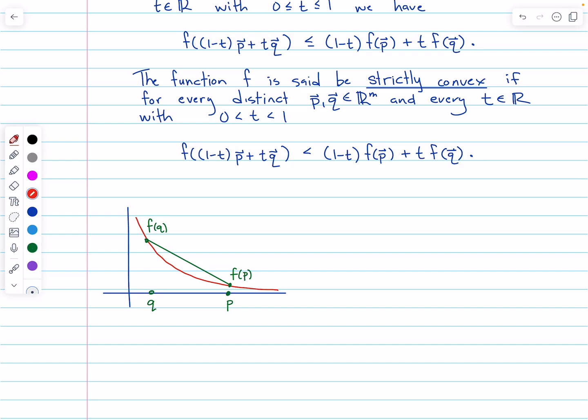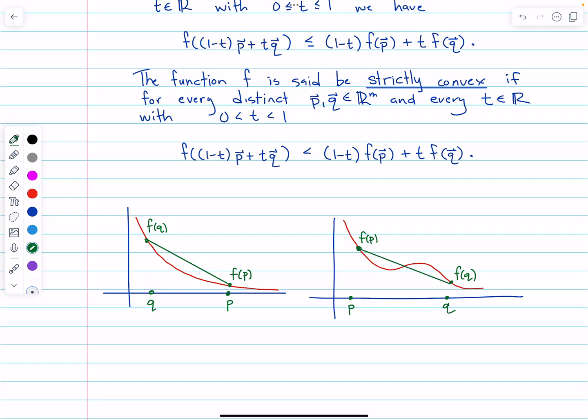An example of a graph that's not convex would be something like this. If you let this be p and this be q, and you look at f of p here and f of q down here, the straight line connecting them doesn't live above the graph. There's this portion right here where the graph passes above the line.